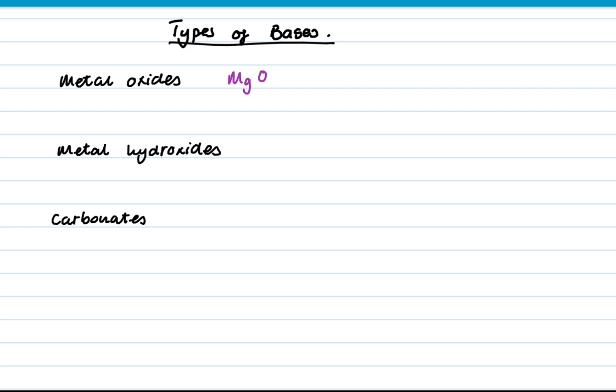Magnesium oxide acts as a base. Let's say we are preparing metal hydroxides, which are bases as well. When we are preparing metal hydroxides, we dissolve a metallic oxide in water. In other words, magnesium oxide plus H2O gives us magnesium hydroxide.